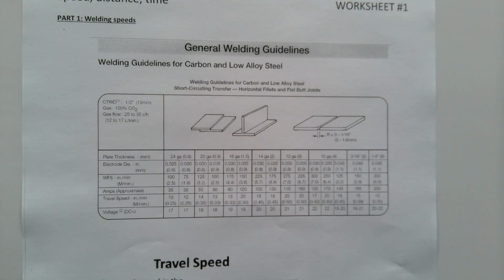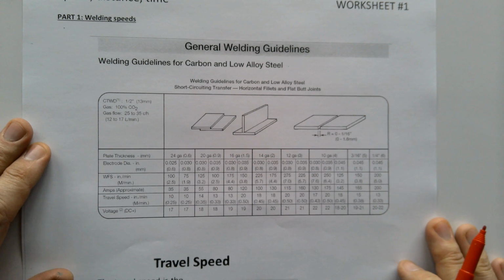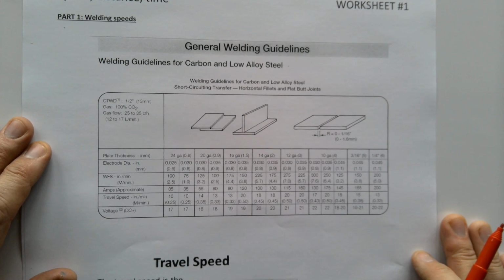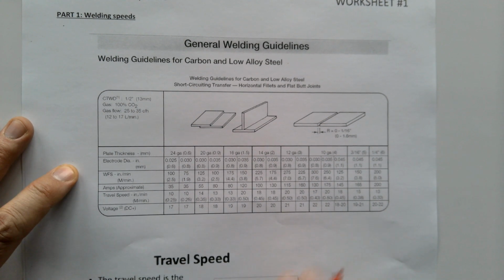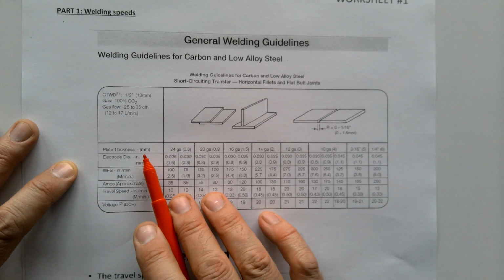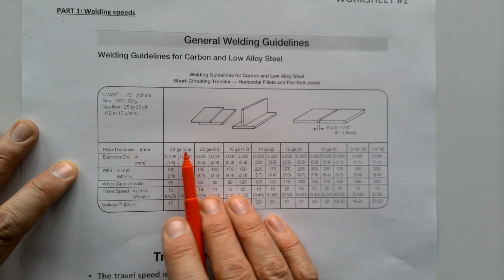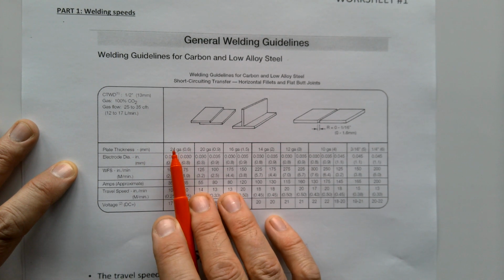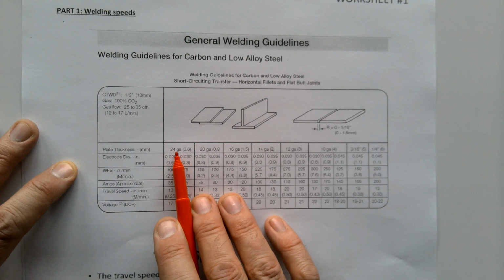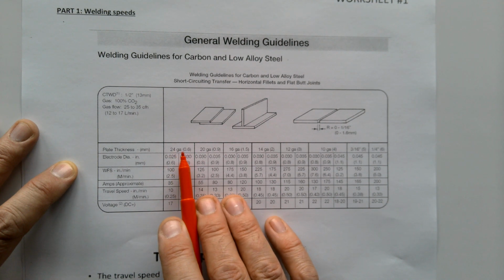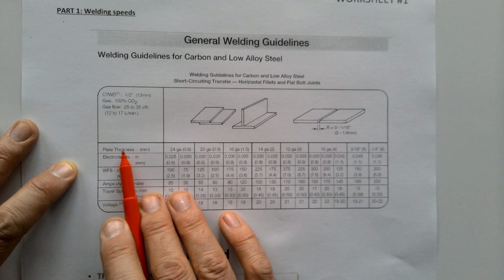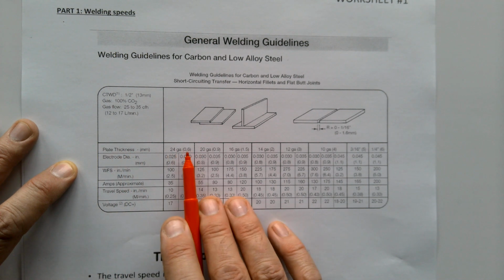So that's partly what we're doing here, but let me just walk you through this table before you get into the activities. This is welding guidelines for carbon and low alloy steel. Across the top here, you've got the plate thickness. There are two numbers here. For instance, it says 24 GA. That means 24 gauge. But in brackets, see over here it says plate thickness, in brackets millimeters. So what you've got in brackets here, that's the millimeters.